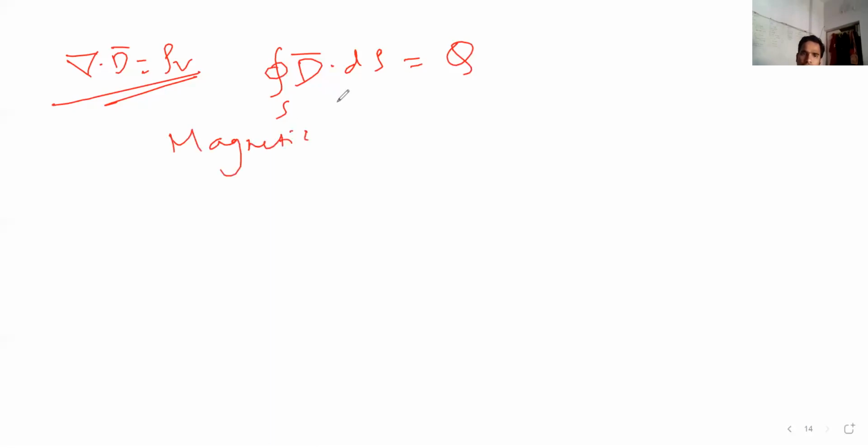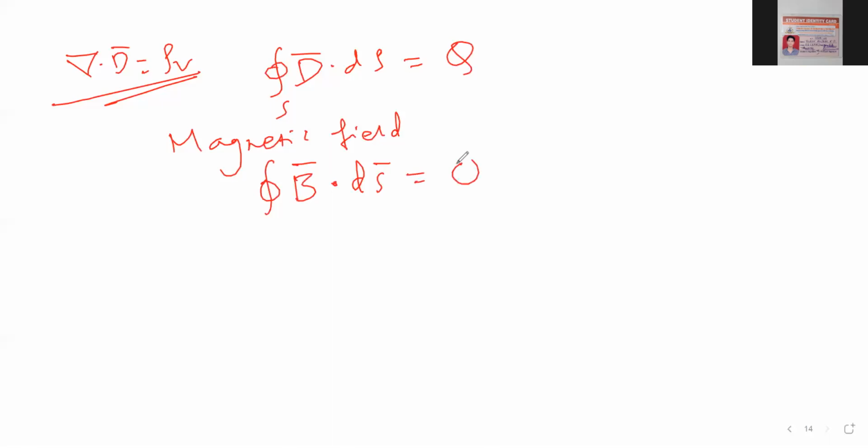So this was divergence for electric field. Now we'll go to the magnetic field and see how this gets applied. What we saw in electric field was that D bar dot ds bar over a closed surface gave us the total charge enclosed. Whereas for magnetic field, if you apply the same law, with magnetic field B bar dot ds bar, what you will get is 0.